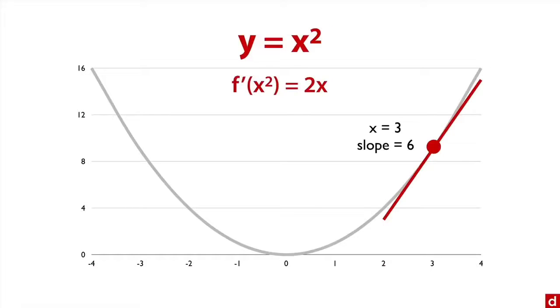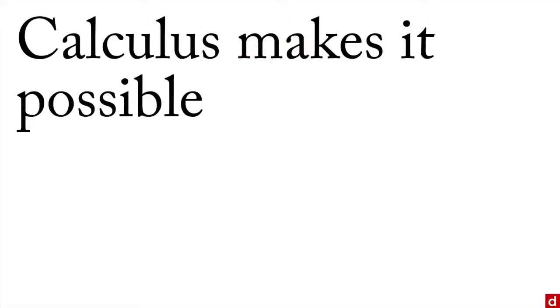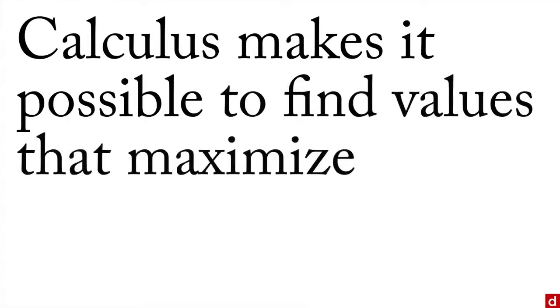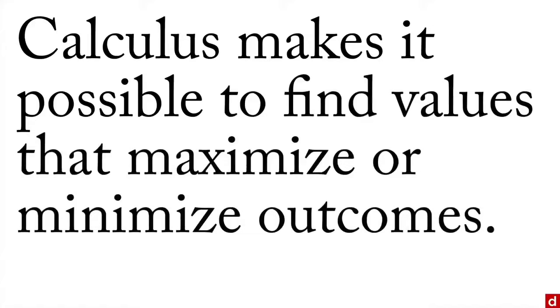That shows this curve here, and we have the derivative that the slope can be given by 2x. And so when x is equal to 3, the slope is equal to 6. Fine. And this is where this comes into play. Calculus makes it possible to find values that maximize or minimize outcomes.